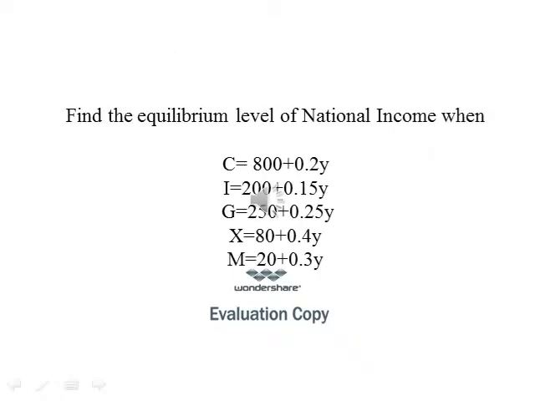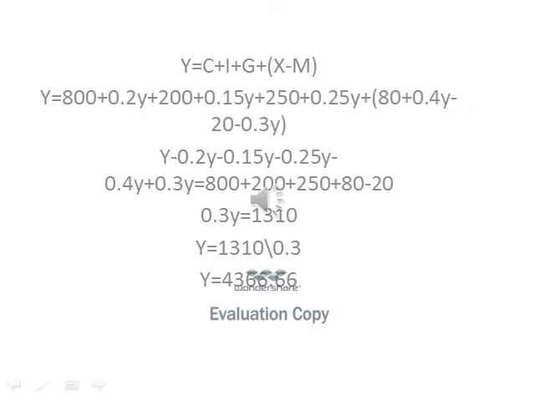Find the equilibrium level of national income when C is equal to 800 plus 0.2y, I is equal to 200 plus 0.15y, G is equal to 250 plus 0.25y, X is equal to 80 plus 0.4y, and M is equal to 20 plus 0.3y. As said before, all y values are brought to the left-hand side, all constants remain on the right-hand side. It is worked straight down until the result, national income, is equal to 4366.66.